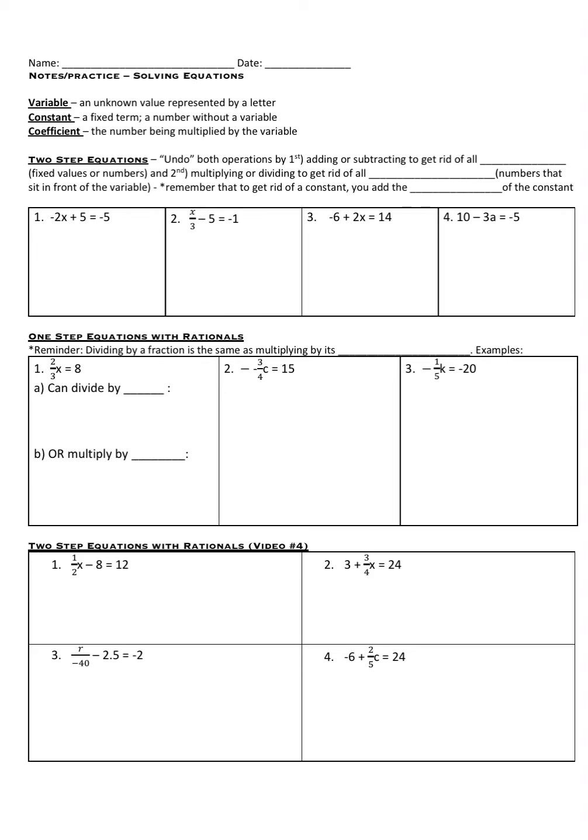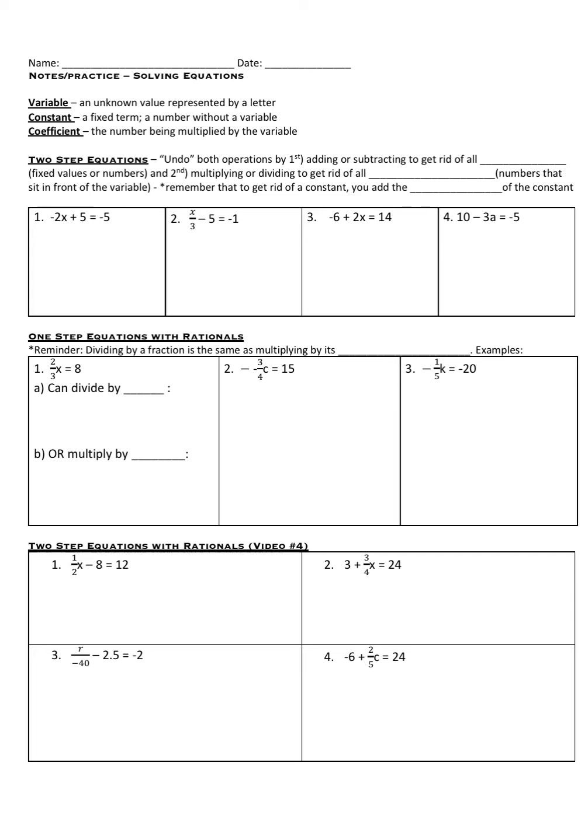Today we are going to be learning multi-step equations, and before we do that we're going to review a few things that we have learned the past several days. Just to remind you, the variable is the unknown value represented by a letter. The constant is a fixed number, a number without a variable, or as I say, just a plain number. The coefficient sits before the variable, therefore it is being multiplied by the variable.